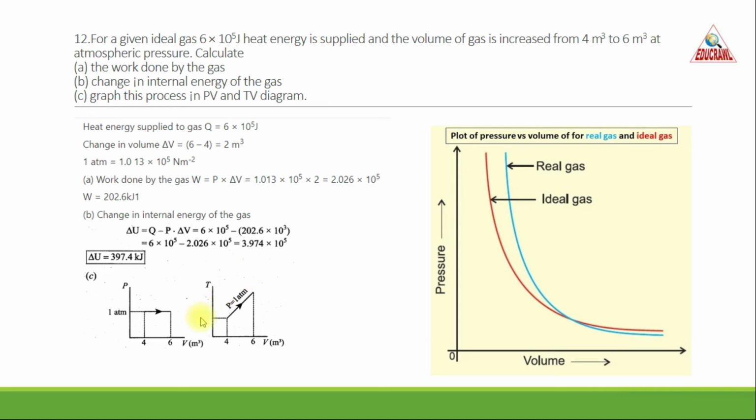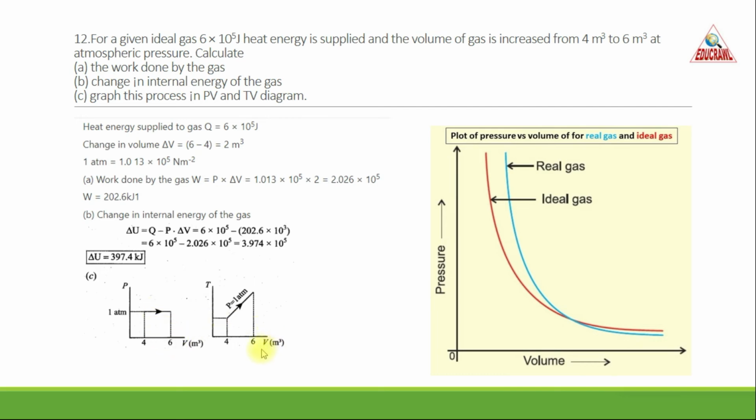So first we will draw the PV diagram. Here the pressure is constant at 1 atmosphere as the volume is changing from 4 to 6. So when you draw the graph, it is a straight line parallel to the x-axis.